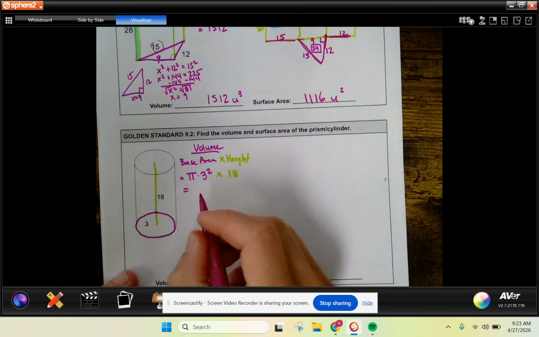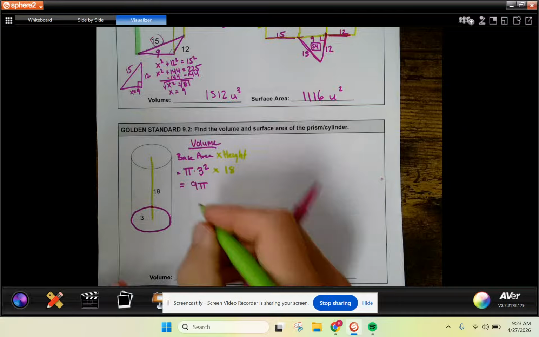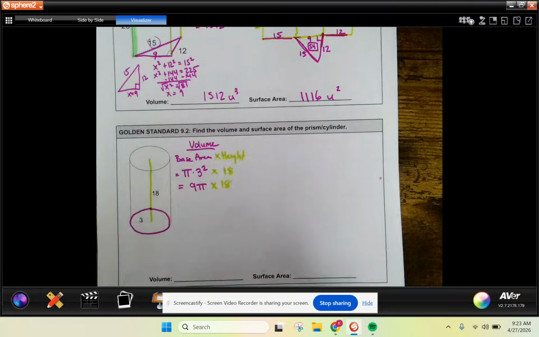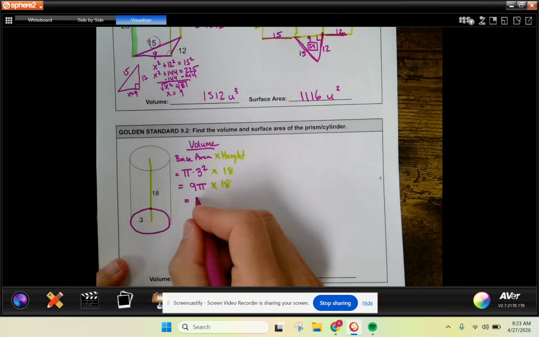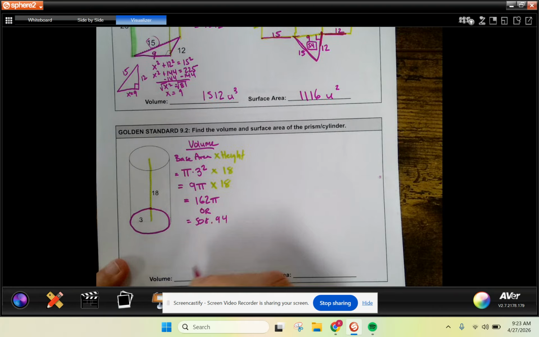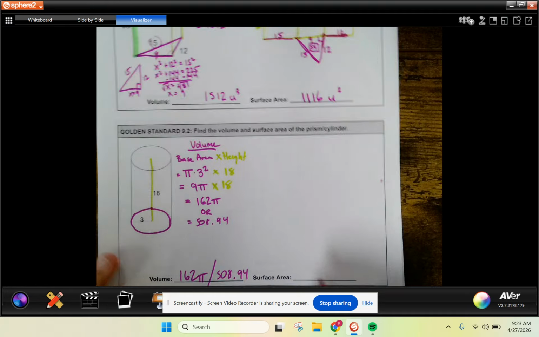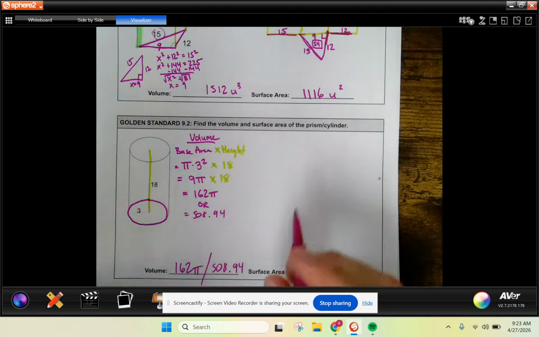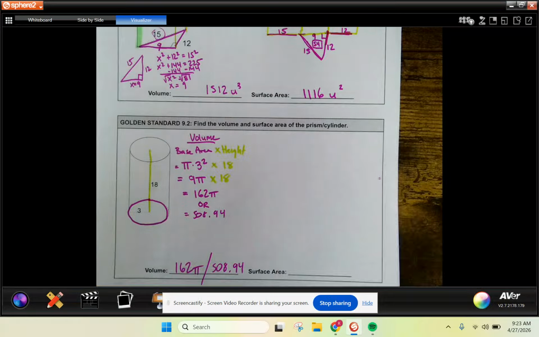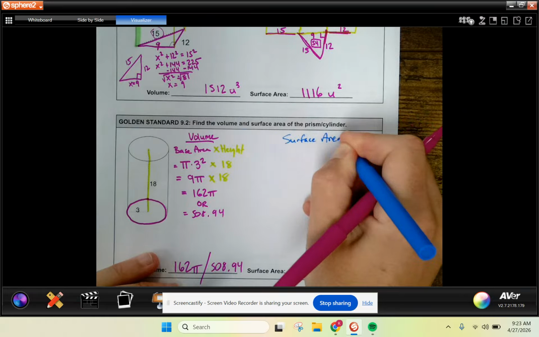So our base area, 3 squared is 9, 3 times 3, so 9 pi times 18. Now, you could either leave your answer, 9 times 18 is 162 pi, or make it a decimal, and that's the same as 508.94. So you could leave your answer as either 162 pi or 508.94. Either one. All right, and then surface area. How do we find the surface area? Always, always draw the net.